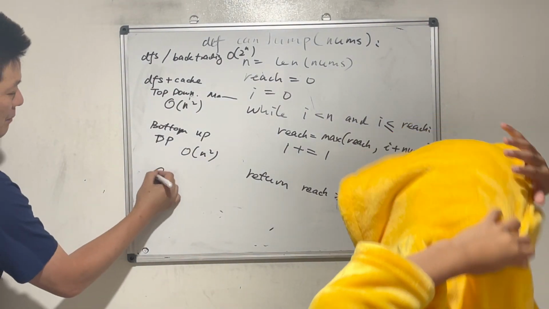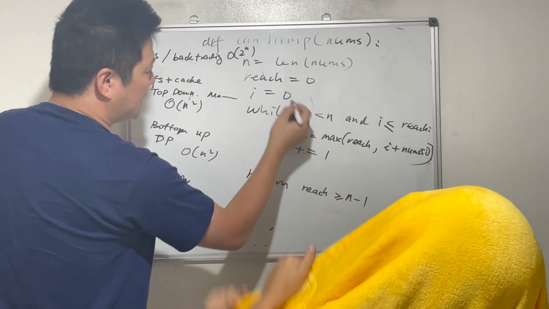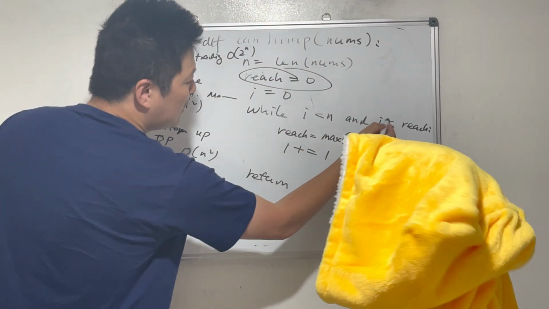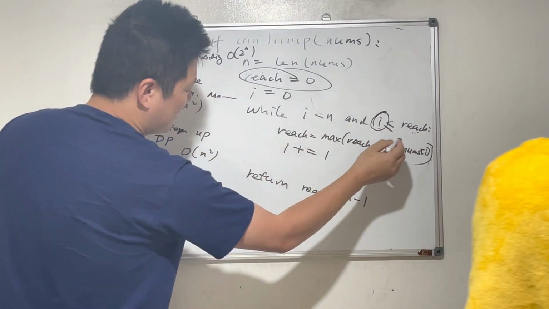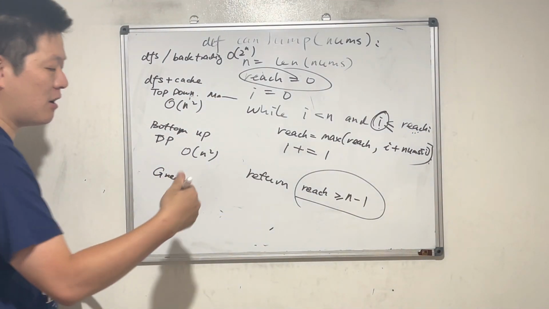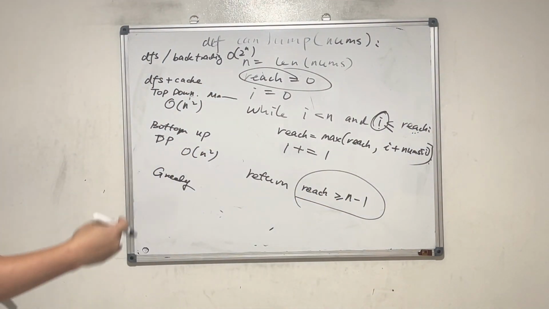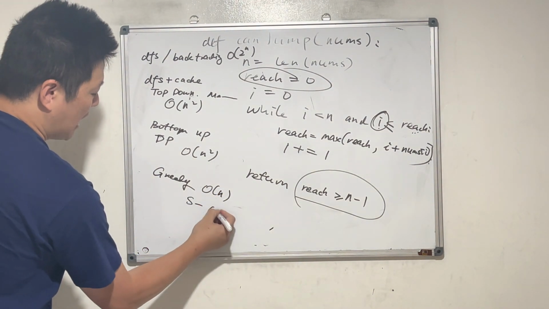And then now we talk about greedy. We can always update the furthest distance. When the current position is smaller than reach, we can update it, until we check if the furthest distance is bigger or equal than the last index. The time complexity is O(n) and the space complexity is O(1).